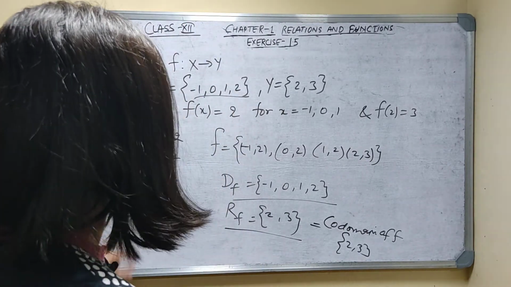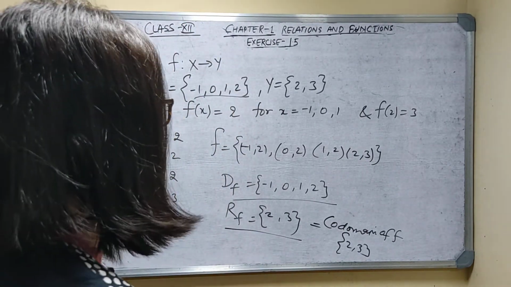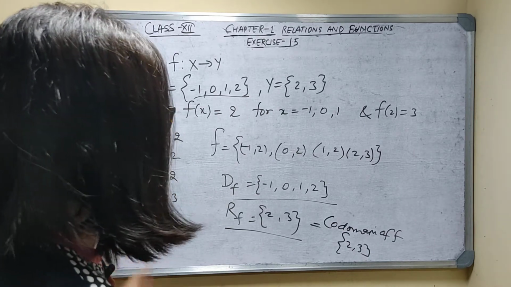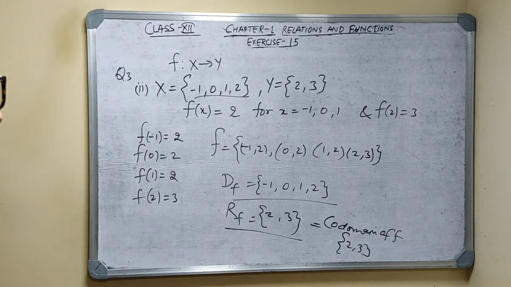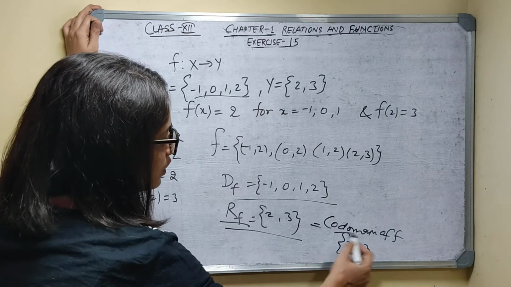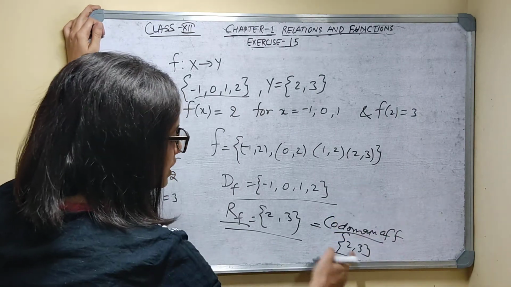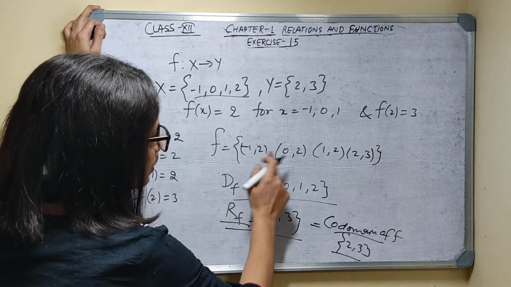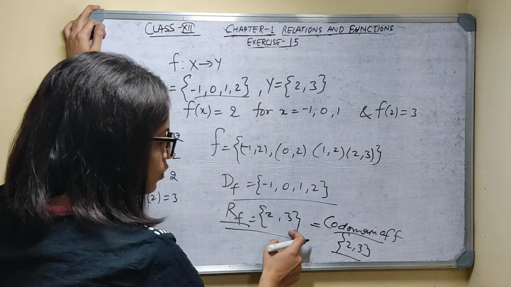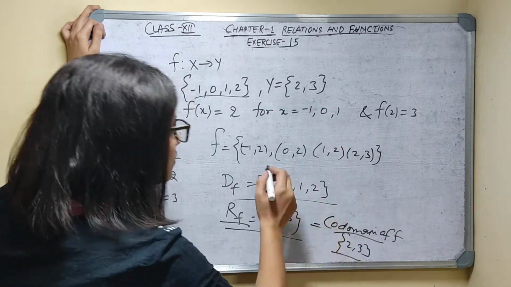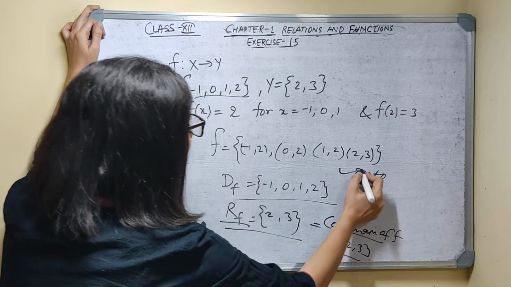Is it clear? F of minus 1 is equal to 2. F of 0 is equal to 2. So this is an onto function. Here the range of the function is equal to the codomain, {2, 3}. Range is 2, 2, 2, 3, so range is {2, 3}. Codomain is {2, 3}. So I can say this function is an onto function.